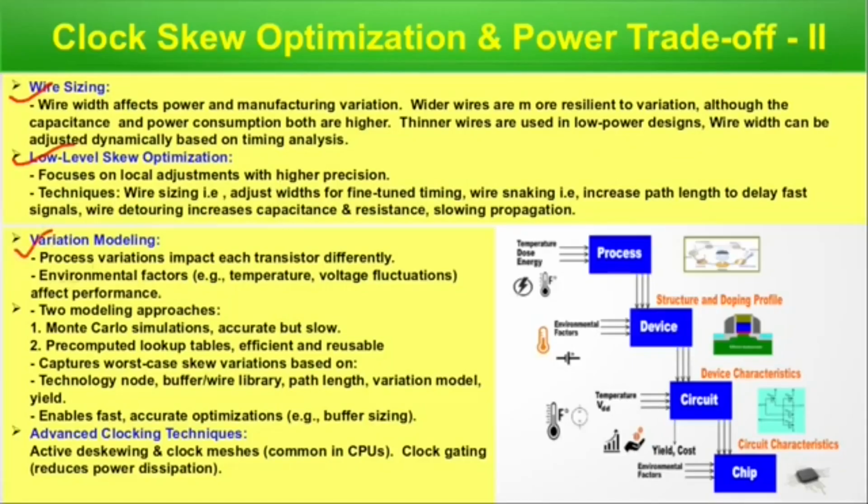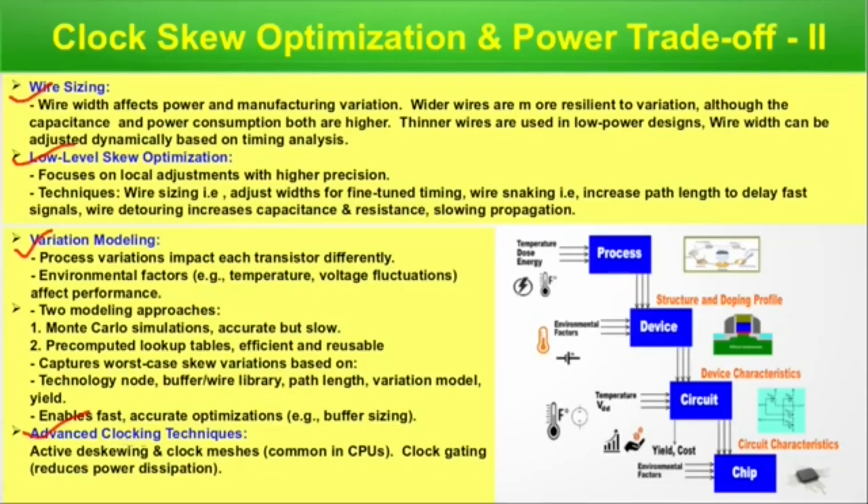Now, variation modeling. Process variation impacts each transistor differently. Environmental factors, that is temperature and voltage fluctuation, affect performance. Now, two modeling approaches are there: Monte Carlo simulation, that is accurate but slow, and pre-computed lookup table, efficient and reusable. It captures worst case skew variation based on technology node, buffer wire library, path length, variation model, yield, etc. That enables fast, accurate optimizations, that is buffer sizing.